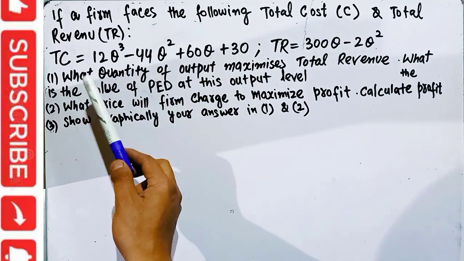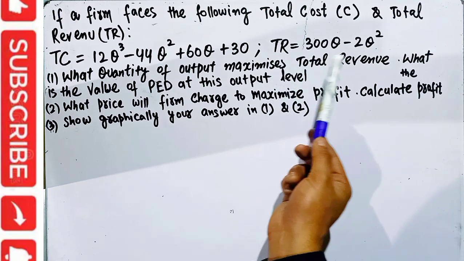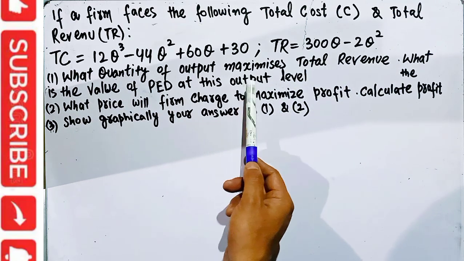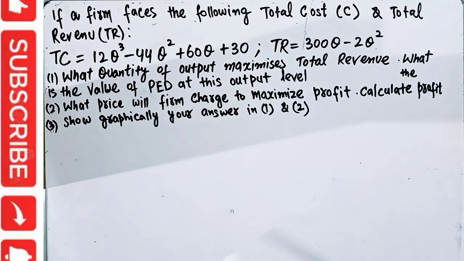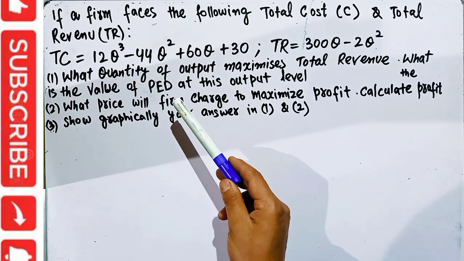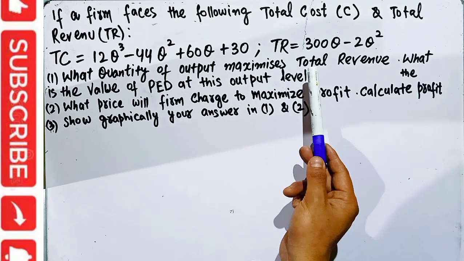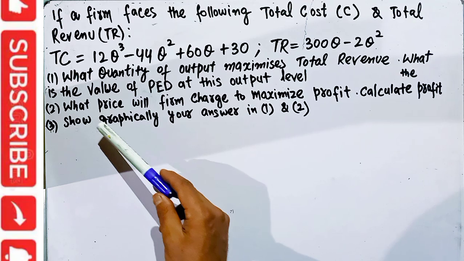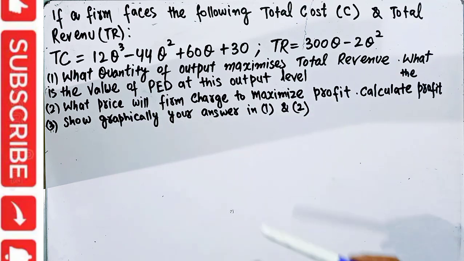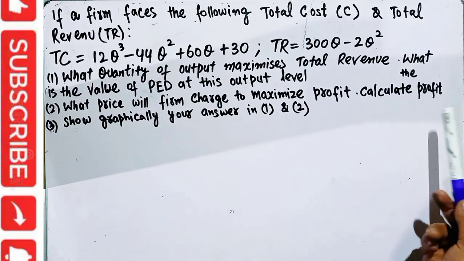The first question is, what quantity of output maximizes total revenue? What is the value of price elasticity of demand at this output level? Okay, two things we need to find out: the revenue maximization output and the price elasticity of demand at that very output level. The second part tells us to find out the price that the firm will charge to maximize profit and also calculate the corresponding profit.